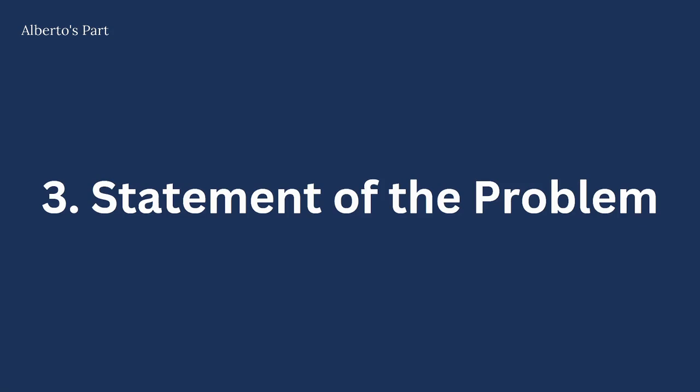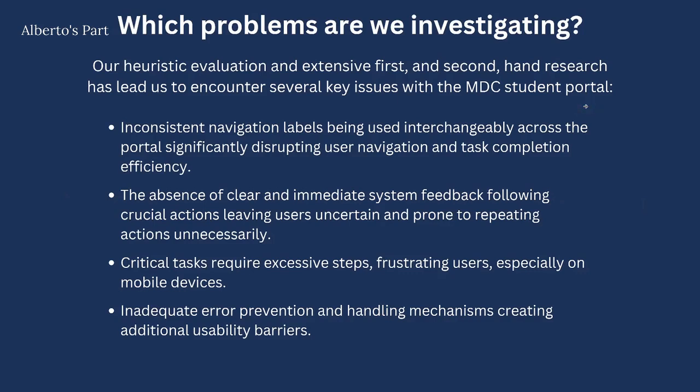I'm going to be starting off with the statement of the problem, which essentially means which problems we are investigating. After heuristic evaluation and extensive first and second hand research, we've found 4 key issues within the MDC student portal. The first is inconsistent navigation labels being used interchangeably across the portal, significantly disrupting user navigation and task completion efficiency. The second is the absence of clear and immediate system feedback following crucial actions, leaving users uncertain and prone to repeating actions unnecessarily.